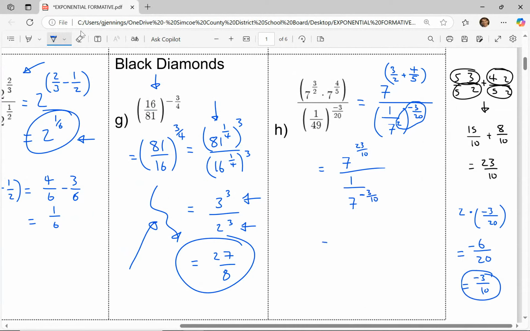So we have 7 to the 23 on 10 over 7 to the 3 on 10. And in these cases, we subtract the exponents. Oh my goodness, that's so convenient. We have 7 to the 23 on 10 minus 3 on 10. We subtract the exponents. So that gives us 7 to the 20 on 10. 20 on 10 is just the same thing as 2. So this is 7 squared. So this is equal to 49, which apparently was my favorite number when I made this test. All right, just hang with me for a second.